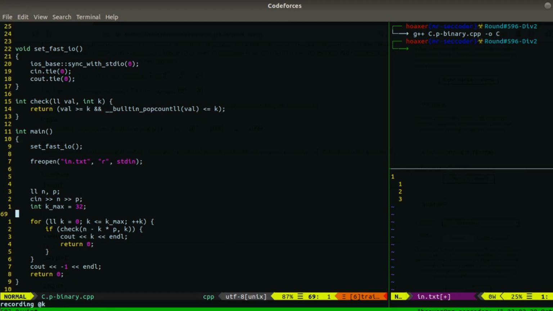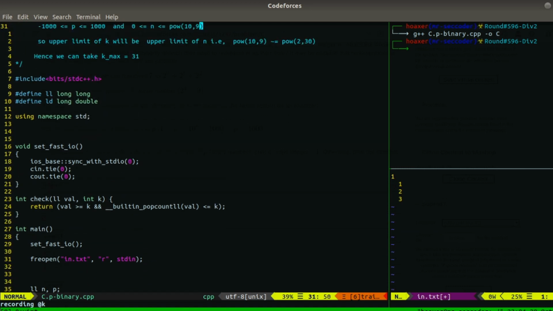We are reading n and k, the maximum value of k is 31, so we find that. So we iterate over all possible k's and check whether n minus k into p satisfies the condition that we derived before. We can see this here. One of the conditions is that n minus k into p should be greater than or equal to k, and the number of set bits in n minus k into p should be less than or equal to k. If these conditions are met, we have the solution.